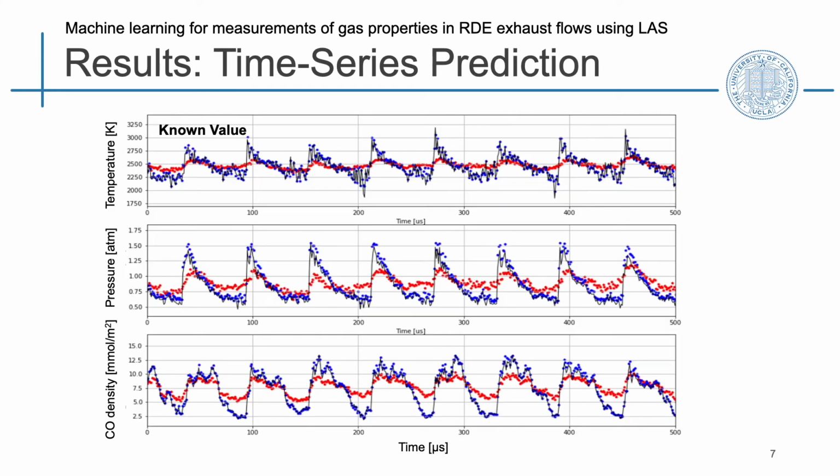We can also compare the results of these models in time-resolved fashion. In black, we have the known temperature, pressure, and CO density versus time. In blue, we have the results from the MLP regressor model, which closely matches the known data. In red, we have the results from the elastic net model, which don't match the known data very well and seem to hover around the average value of the data.